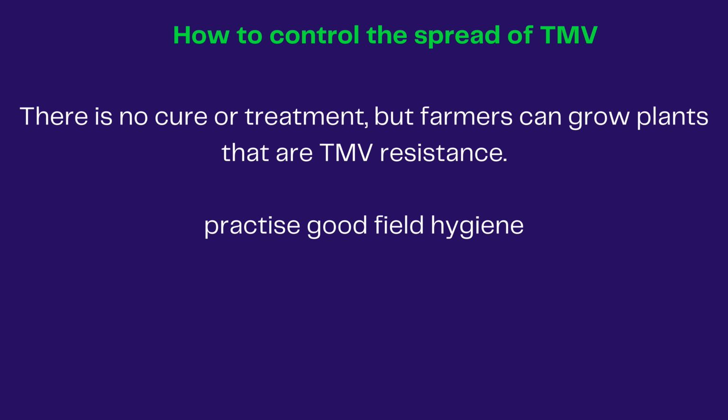How to control the spread of TMV? So one, there is no cure for TMV, or there is no treatment. But farmers can grow plants that are TMV resistant and also practice good field hygiene. Remember, we spoke about how the TMV can be transmitted from one plant to another. If tools are contaminated and they're not sterilized or cleaned before being used on healthy plants, then it can be passed on like that. So we need to practice good field hygiene.